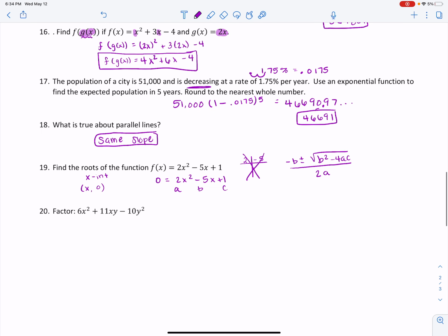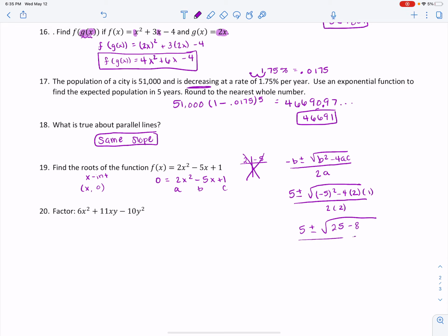So the first I have is negative b. So the opposite of negative 5 is positive 5, plus and minus the square root. b is negative 5 squared minus 4 times 2 times 1, all over 2 times 2. Now we're just going to clean it up. So I have 5 plus and minus the square root. Negative 5 squared is a positive 25. Negative 4 times 2 is negative 8, times 1 is negative 8, so minus 8 over 4.